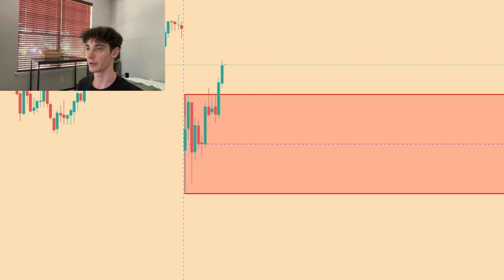That gives us 1.32, so that means the range of that candle is $1.32. I only want to risk 1% of my account. I have a $25,000 account, so that would be $250. So we take $250 and divide it by 1.32, and we're going to get 189 shares.